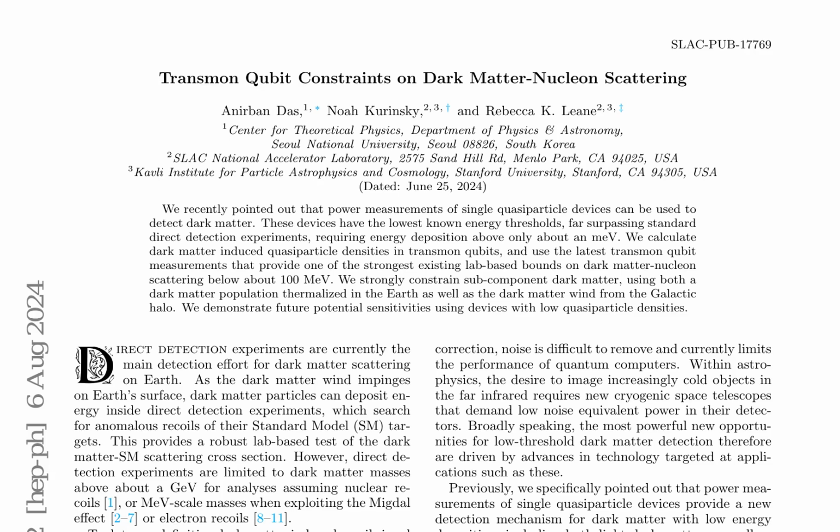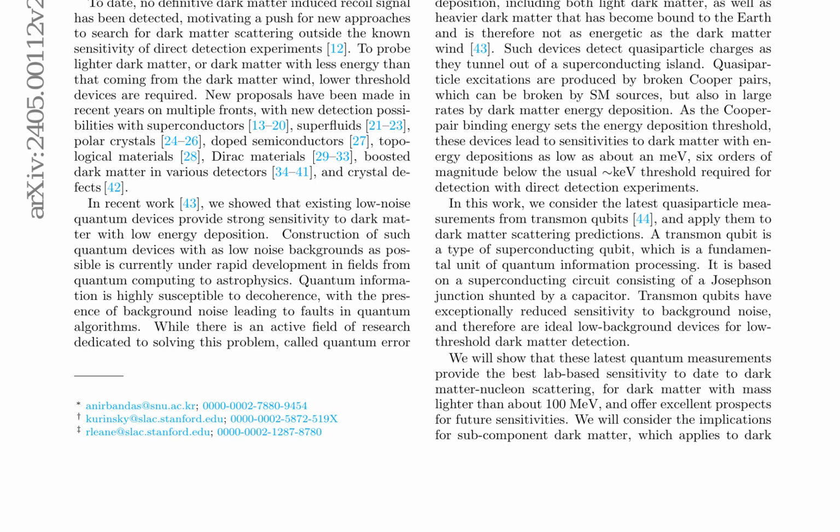Here is the combined summary. The authors propose utilizing Transmon Qubits as a novel detection mechanism for dark matter with low energy deposition, calculating dark matter-induced quasiparticle densities in Transmon Qubits and providing one of the strongest existing lab-based bounds on dark matter-nucleon scattering below about 100 MeV. They strongly constrain subcomponent dark matter, considering both a dark matter population thermalized in the Earth and the dark matter wind from the galactic halo.